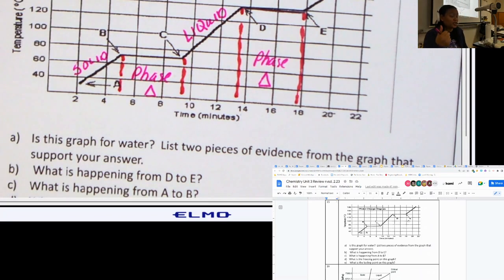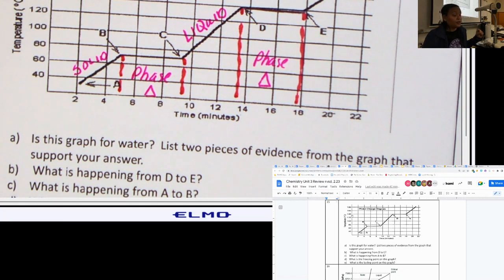So the first one is, and be thorough, so write out all of that. The freezing point of water is what temperature? You need to drill those two numbers in your head. What is the freezing point of water? 0 degrees. What is the freezing point on this graph?